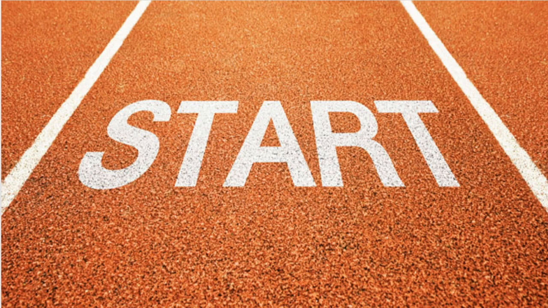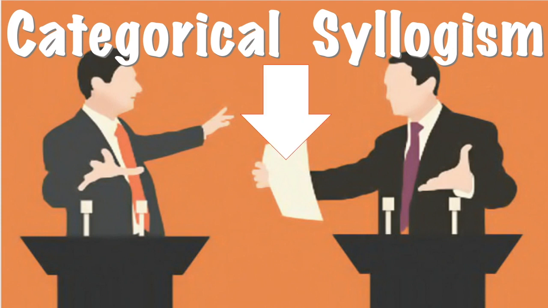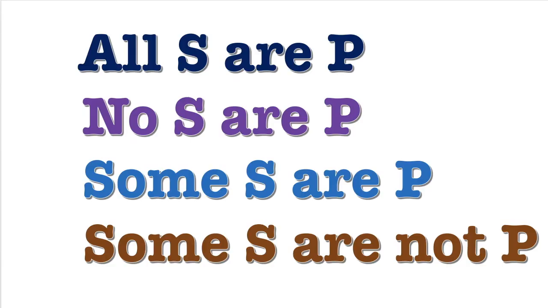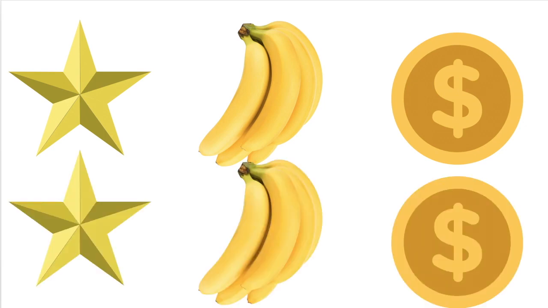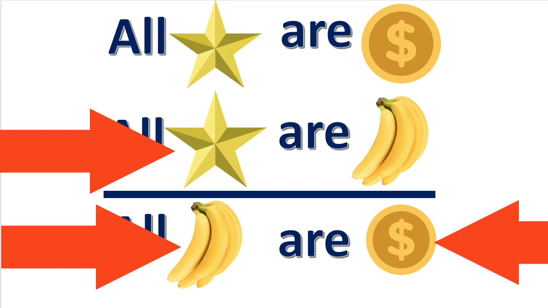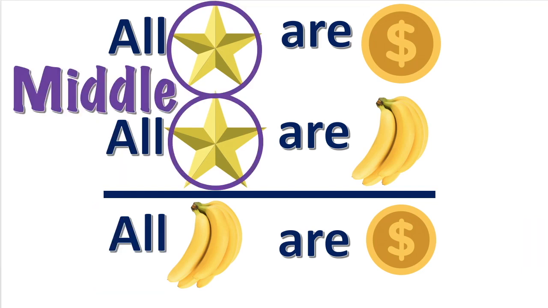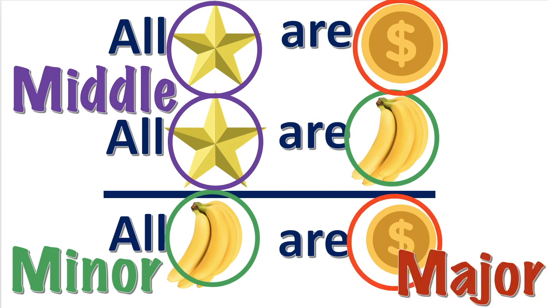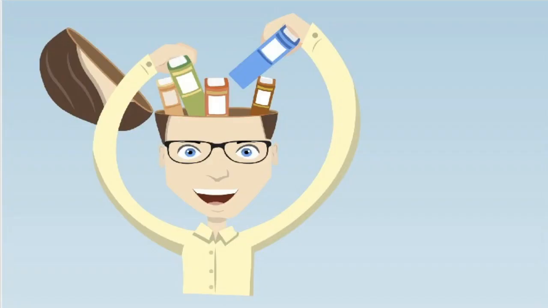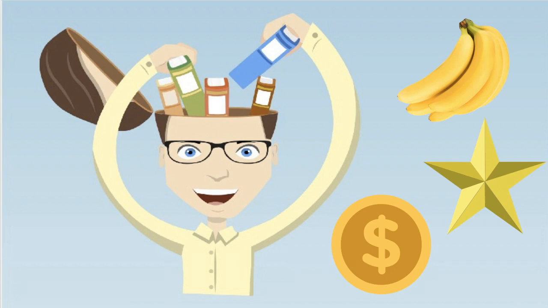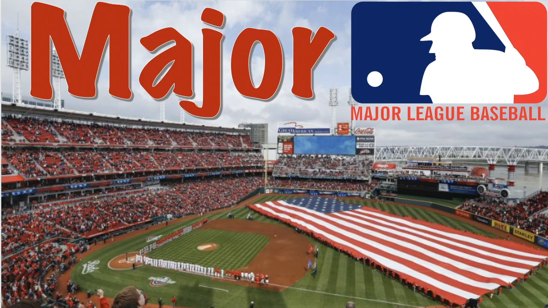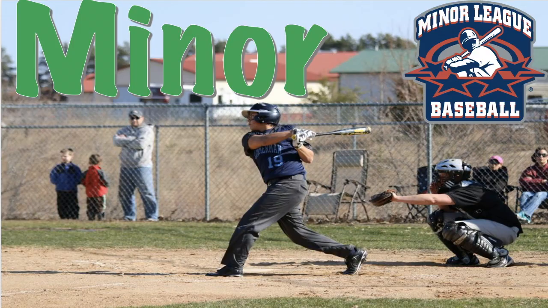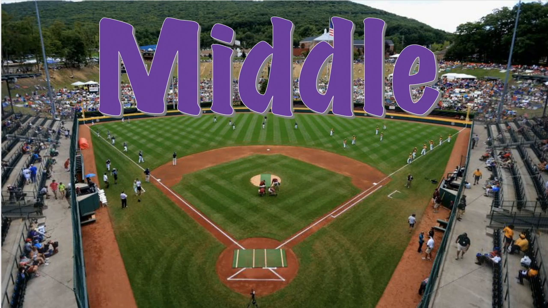Let's begin. A categorical syllogism is an argument that has three categorical propositions. The argument will have three different terms. Each term will appear twice in the argument. The three terms are named the middle, the minor, and the major terms. An easy way to remember these names of the terms is to think about baseball. That is, you have the major leagues, the minor leagues, and there's always something in the middle.